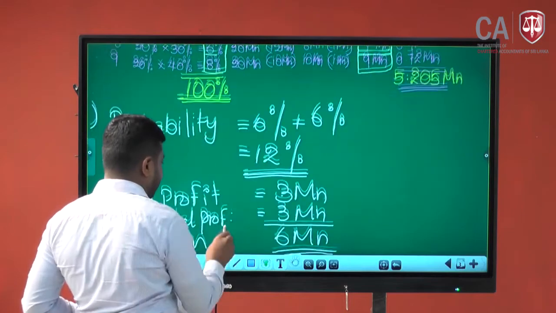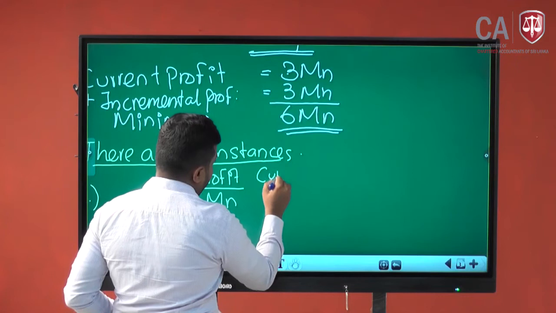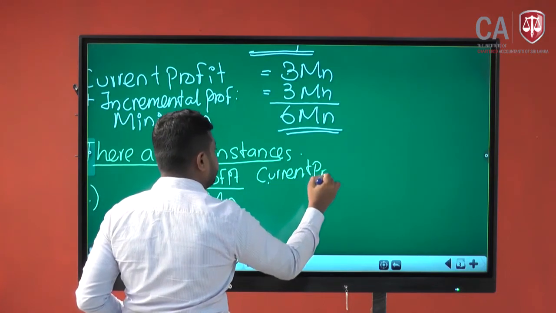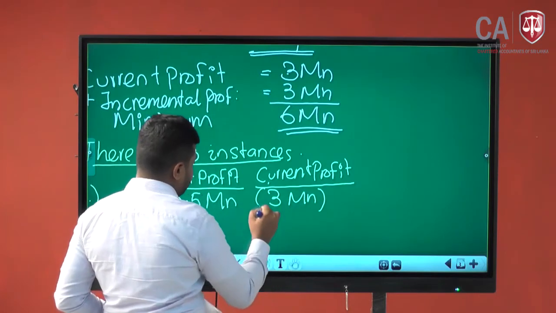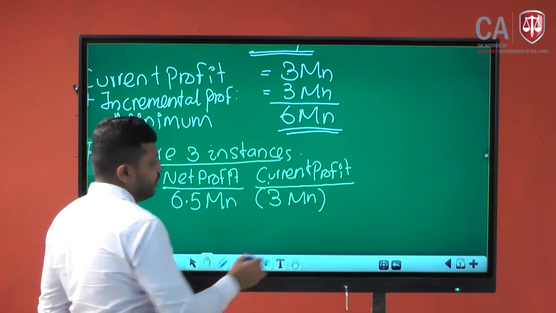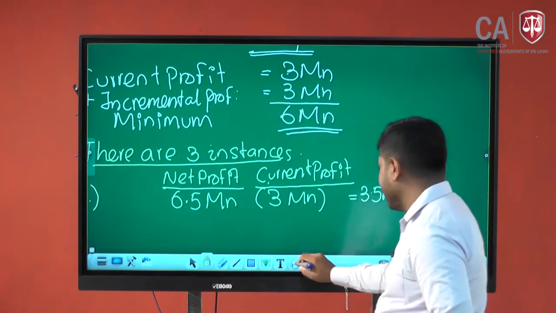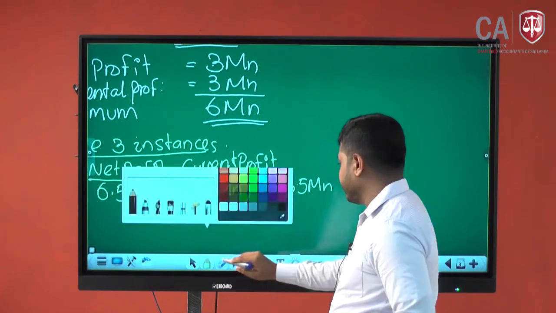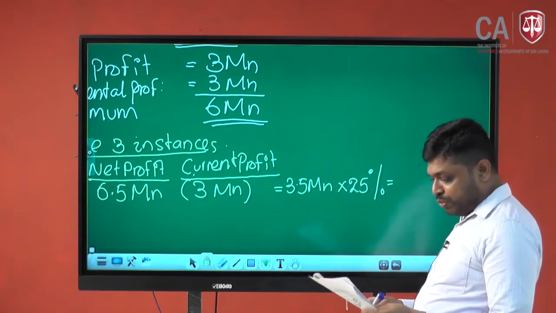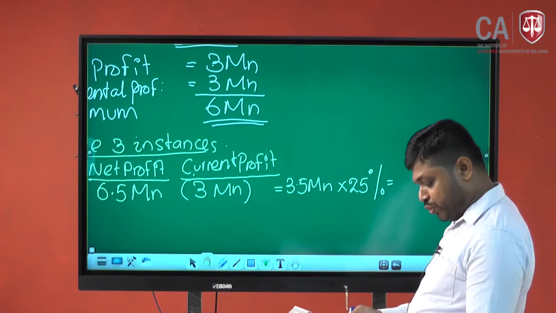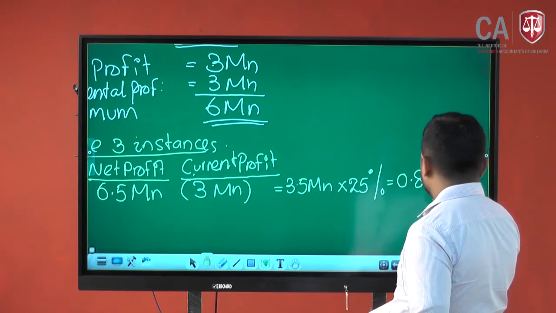Then I will deduct the current profit. Current profit 3 million will be deducted. 6.5 minus 3 million, then it will be 3.5 million. Out of that, you are entitled to get 25%. The value should be how much? 3.5 into 25% is 0.875 million.